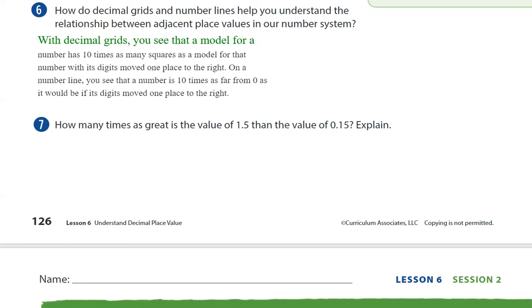Number 7. How many times as great is the value of 1.5 than the value of 0.15? So what's the difference in the decimals? The decimal's here, the decimal's there. How many times did we move it to get it from 1.5 to 0.15? We had to move it one time. So how many times as great is it? 10 times as great.